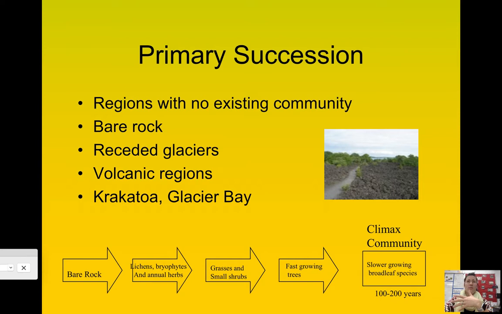Lichens are a fungus and a plant that kind of make a symbiotic relationship, which we'll talk about later. But these pioneer species have to colonize because there's nothing there to start with. Okay, so you go bare rock, you've got lichens, then bryophytes and annual herbs, grasses and small shrubs, then fast-growing trees, and then you get to a climax community. This happens between 100 to 200 years, so it takes quite a while for this to happen.